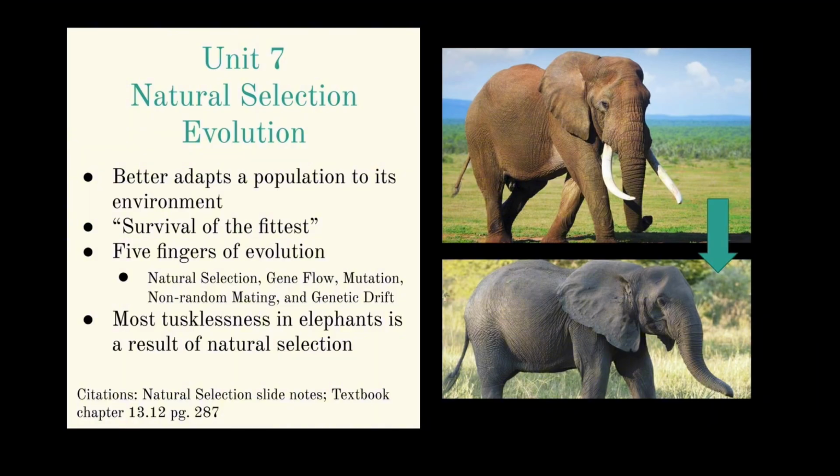Genetic drift means chance events reduce size and gene pool of a population. This usually happens through natural disaster. Most tusklessness in elephants is a result of natural selection because those without tusks would not have been targeted and would have had a better chance to reproduce. This then meant that tusklessness would be passed down to offspring.